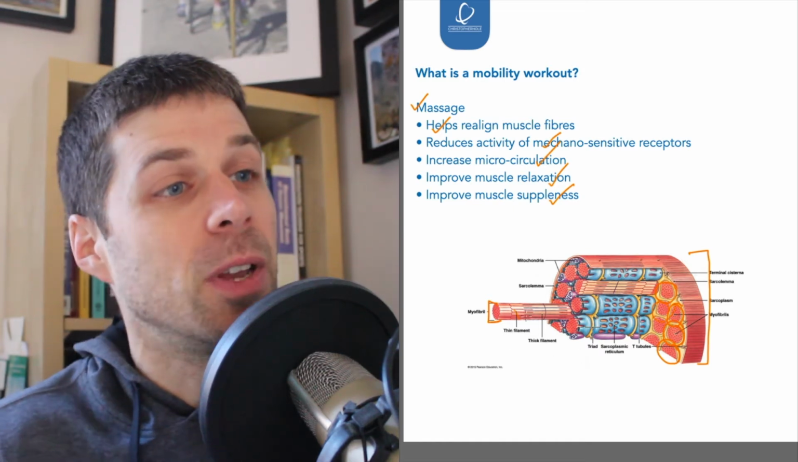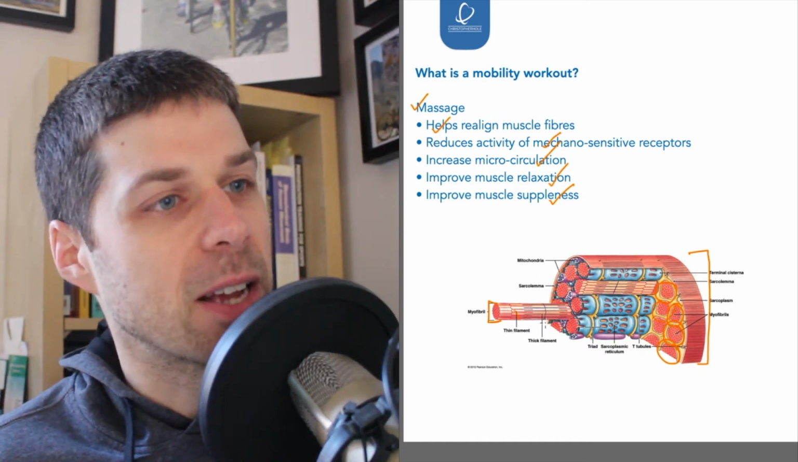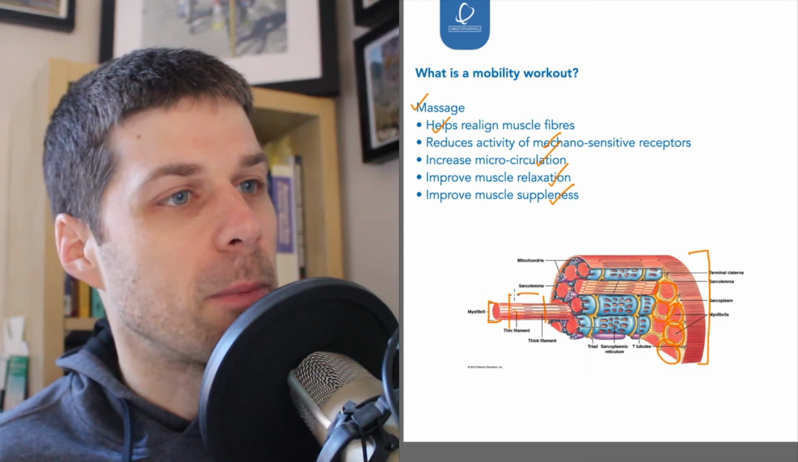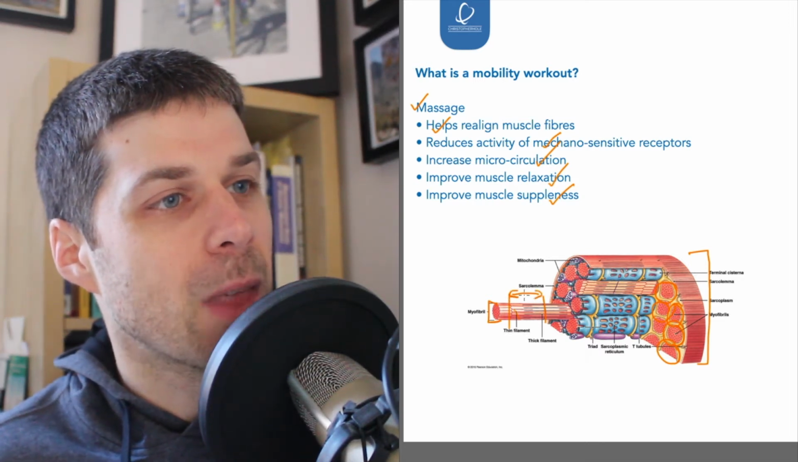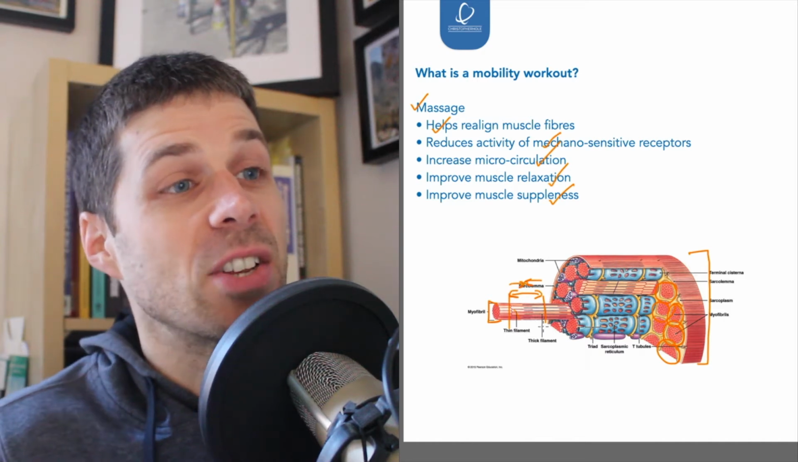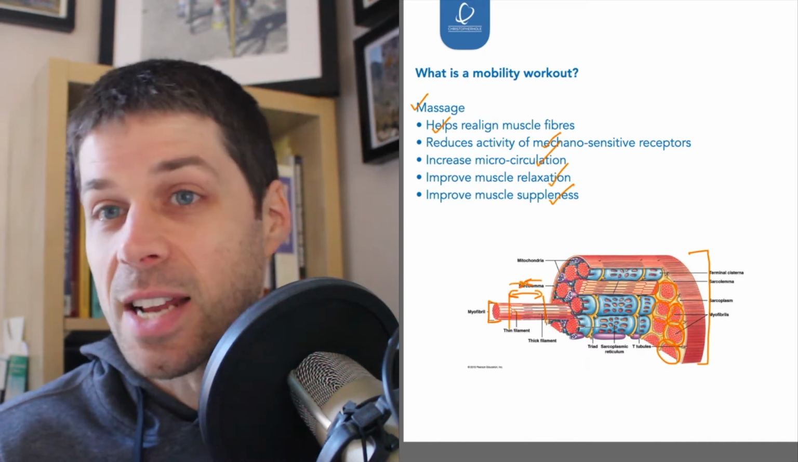Now what can happen is these are the bits that lengthen, so they get further apart. So these little sarcomeres get further apart and they get closer together. So these can essentially get stuck together and create tightness.